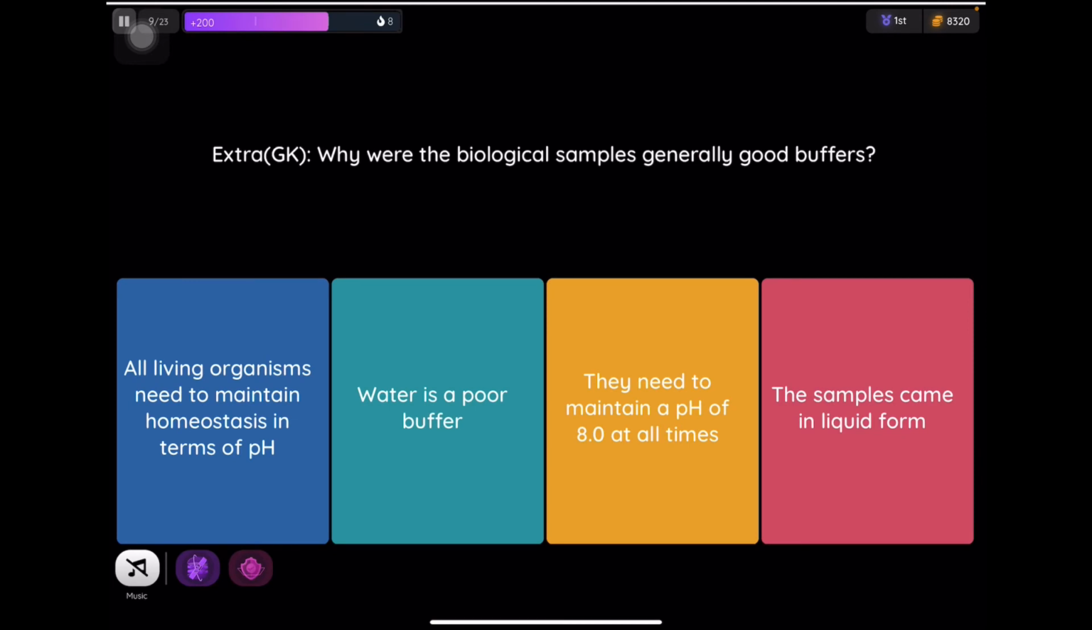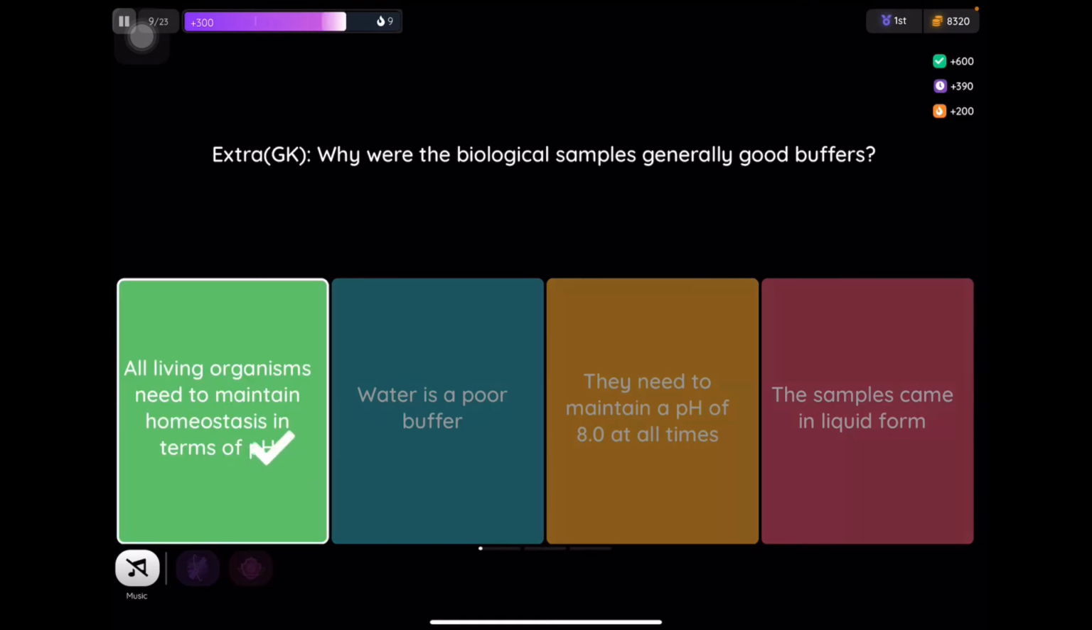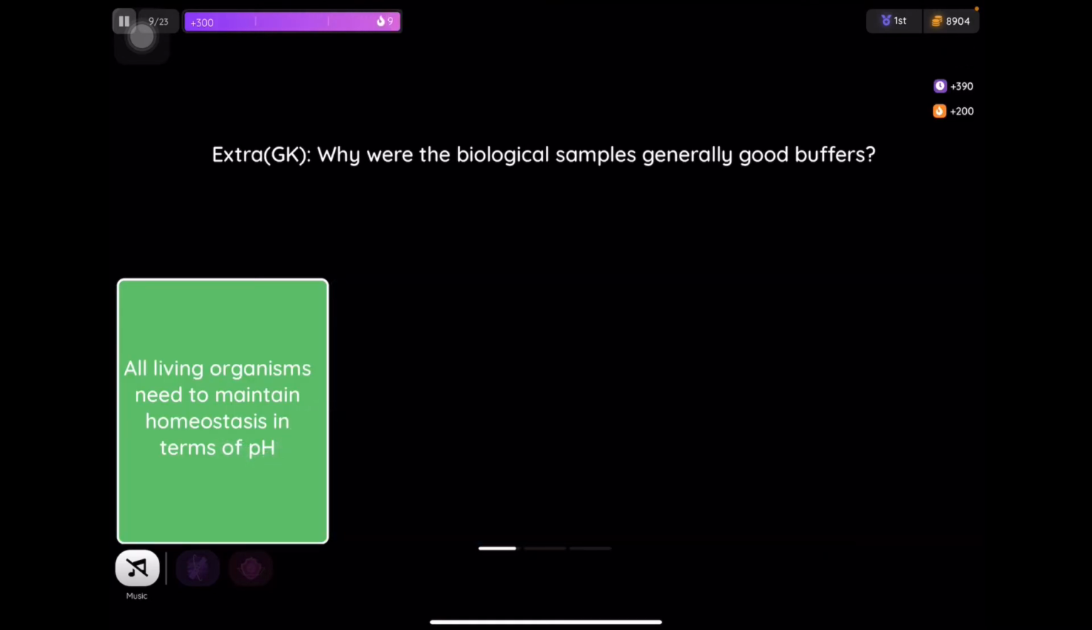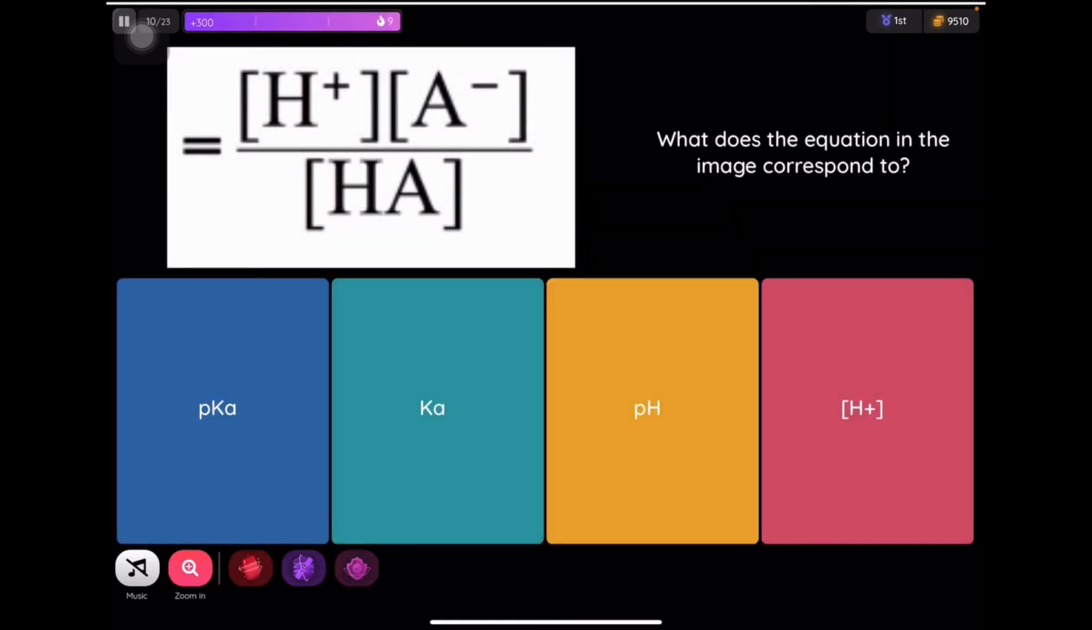Here's an extra question. Why were the biological samples generally good buffers? Because all living organisms need to maintain homeostasis in terms of pH. So what does the equation in the image correspond to? I think this is an easy one, so it corresponds to Ka.